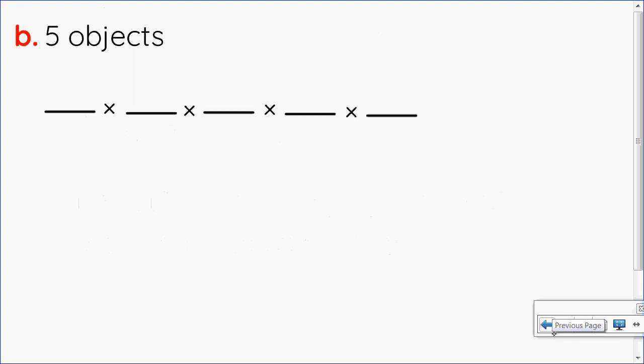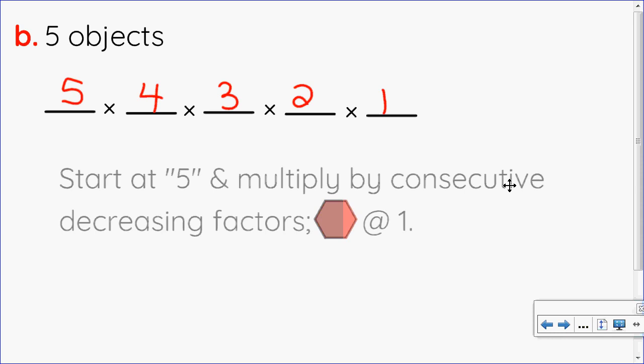Let's try another one. Let's say I had 5 objects. So if I have 5 objects, I have 5 choices for my first one. After I choose it, I have 4 choices, and then 3, and then 2, and then 1. So again, I'm arranging all 5 objects, and notice I start at 5 and I multiply by consecutive and decreasing factors. I stop when I reach 1.